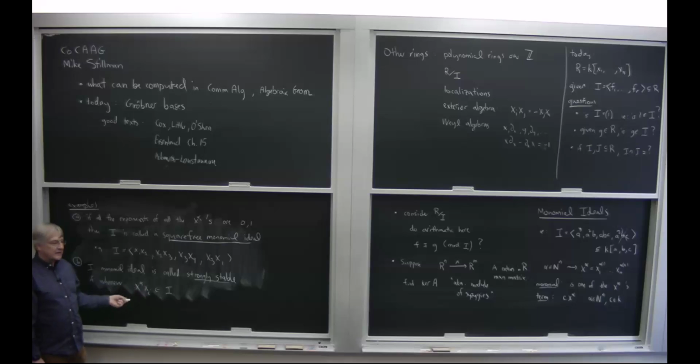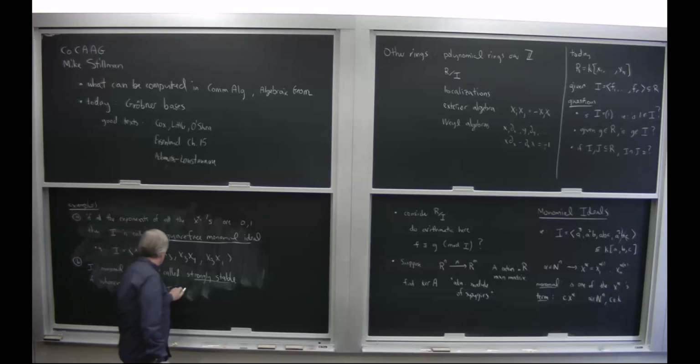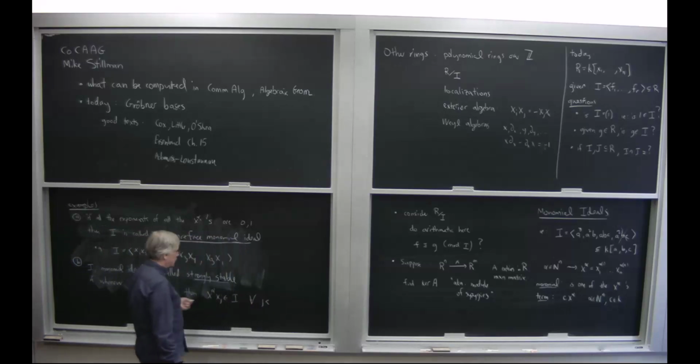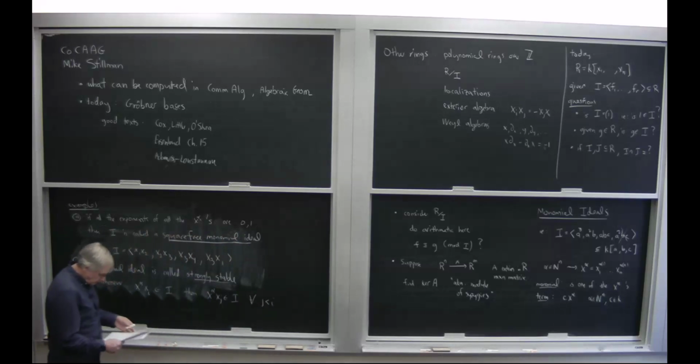So whenever we have something like this, I'm just barring out one of the xi's. It doesn't have to be the last one or anything. It's just one of them. Then x alpha, I can replace it with xj, and that's in I, for all j less than i. If it's equal to i, it's the same one.